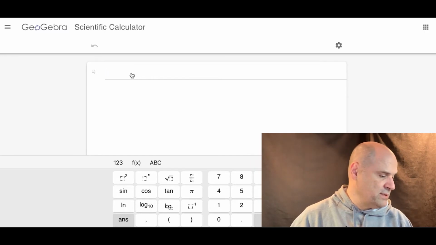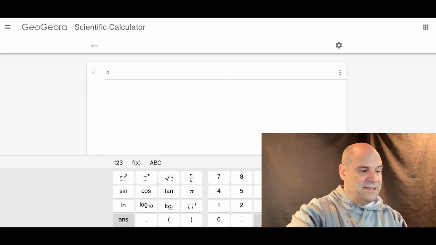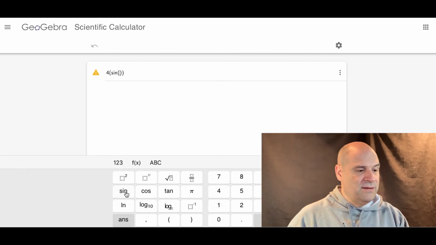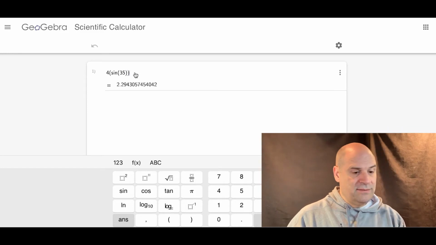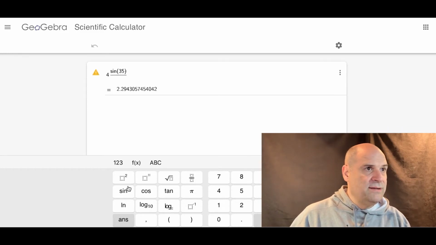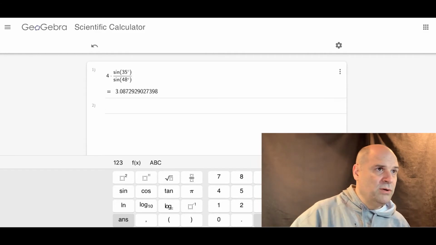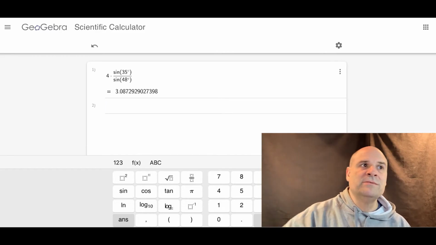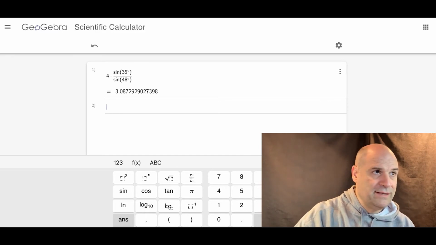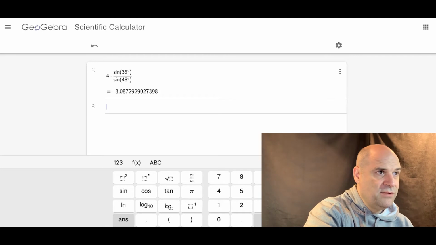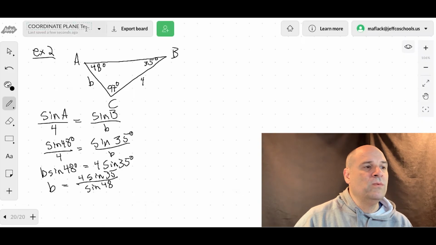So here's what our equation says. B equals, so we're going to solve for B. We're going to multiply 4 times sine of 35, and then we're going to divide it by sine of 48. Boom. So there's our answer, 3.087292900. Okay, so we're going to round to the nearest tenth. All right, so our answer is approximately 3.1-ish.